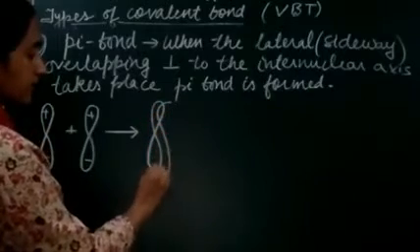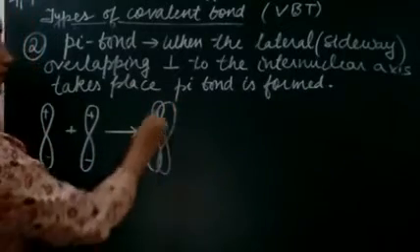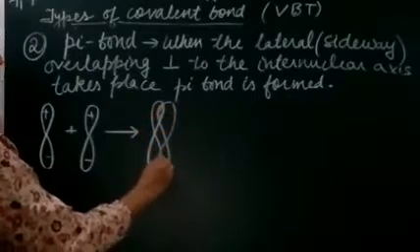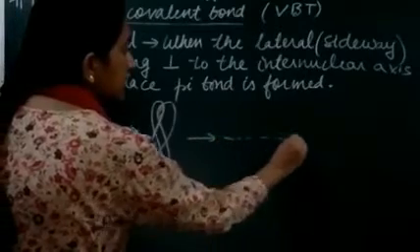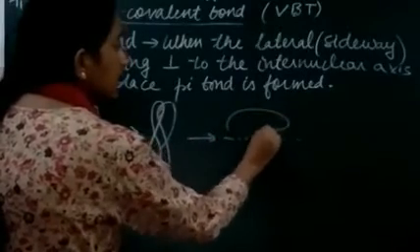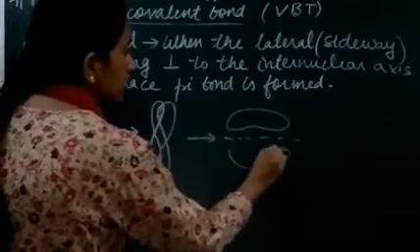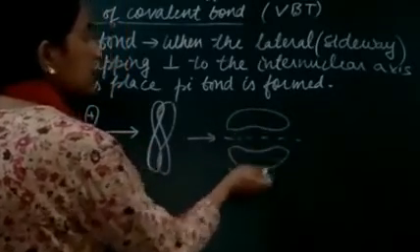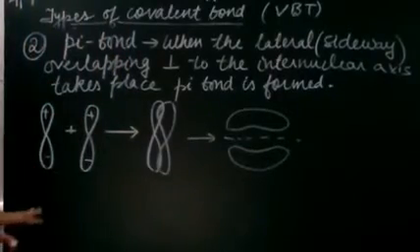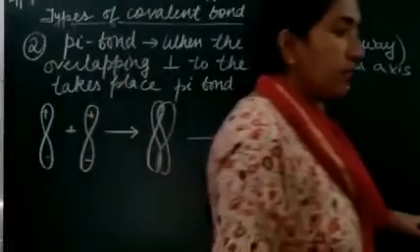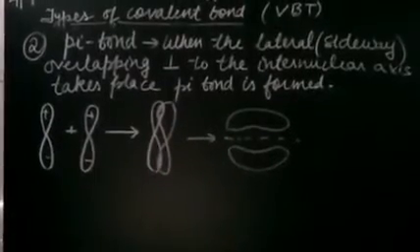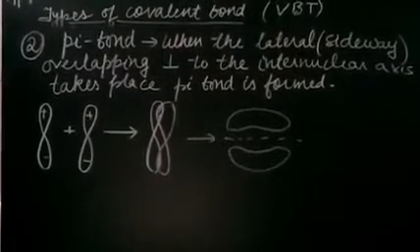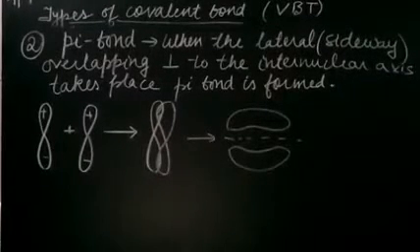In this way the overlap will take place. As a result, this is along the internuclear axis, and the electron cloud, you can see, will be up and below the plane. So this is the pi bond formation, where the sidewise overlapping takes place, and a pi bond is being formed, right, students?